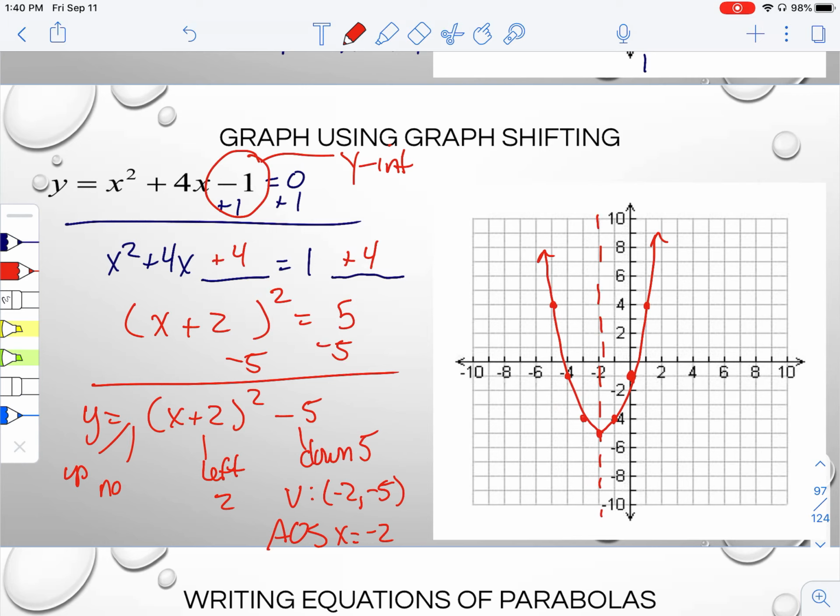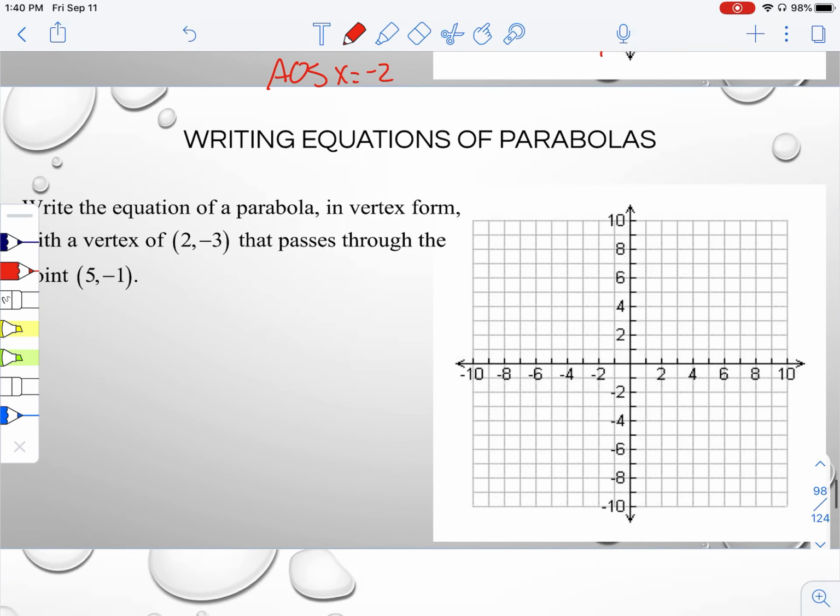Okay. All right. One more problem for the day. Writing the equation in vertex form when we know the vertex and any other point. Okay. So this is actually a lot simpler than it looks. All we do is we know that the vertex stands for h and k in our graphing vertex form. So you're going to substitute that in for h and that in for k. All right. So it's going to be x minus 2 quantity squared minus 3.